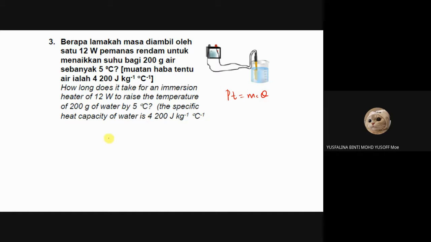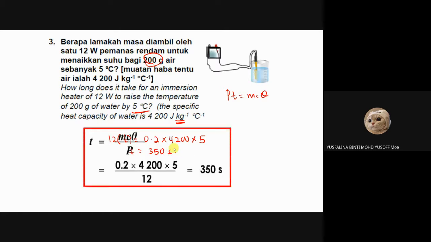So Pt equals to mc theta. The power is 12. The time is the one you want to find. m is 200 gram, change to kg, because of the specific capacity, the unit here is in kg. So you have to change this one to kg. And then the c is 4200, and the theta is the change of temperature, right? So already given here, 5 degrees Celsius. So you will get 350 second. Okay, is it correct? Yeah, 350 second. Very good.